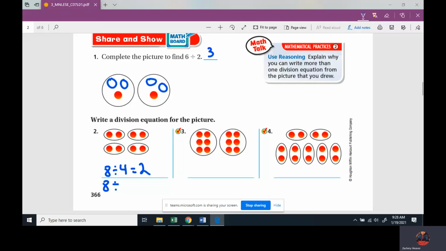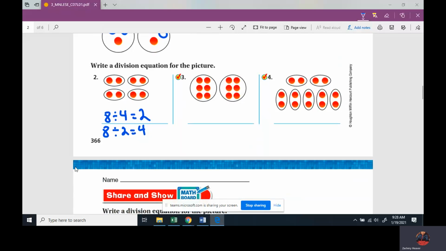8 divided by how many is in each group? And how many equal groups do you have? There we go. 8 divided by 4 equals 2, and 8 divided by 2 actually equals 4. So they could be one or the other. Be quick. I'm gonna put it up towards the top of the screen.